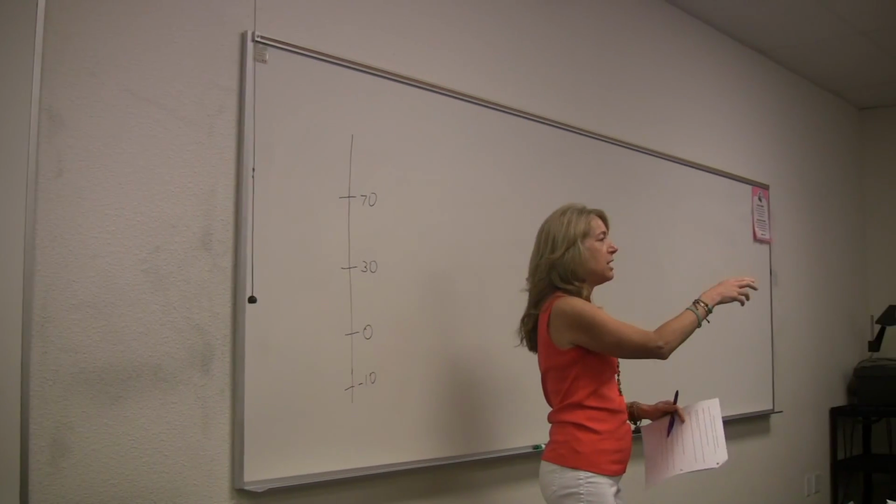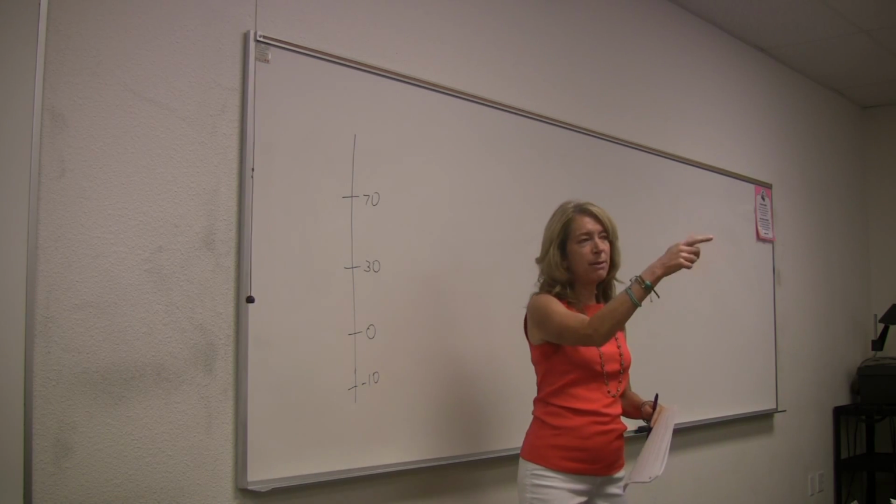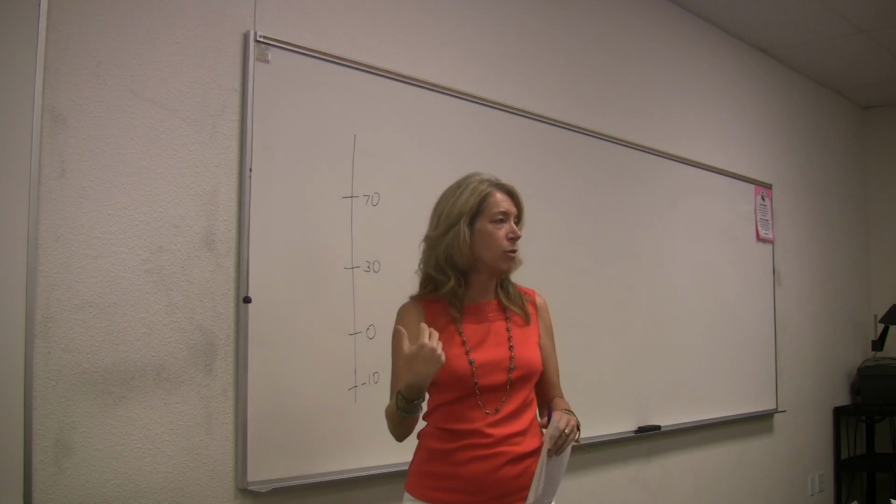1, 2, 3, 4. Okay, she's in my sample. 1, 2, 3, 4. Okay, now I've got her. I'll just keep counting, and every time I get to 5, that person will be in my sample.